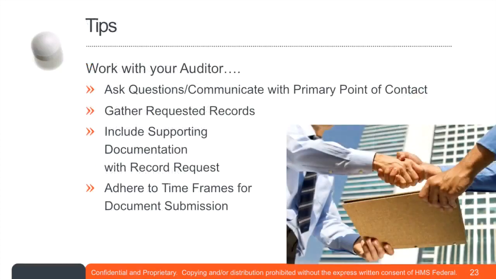Okay, so now we have tips with working with the auditor. Again, ask questions and communicate with your primary point of contact. So typically, there will be a primary point because the auditing entity wants to make this as streamlined as possible for everyone involved. So ask questions, get the information that you need, gather the requested records, and include any and all supporting documentation.